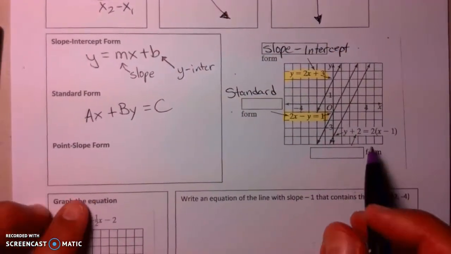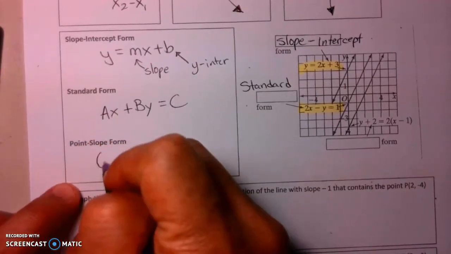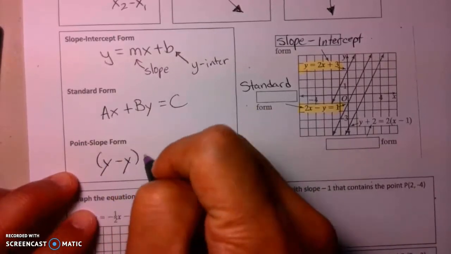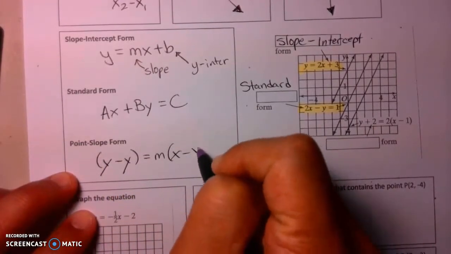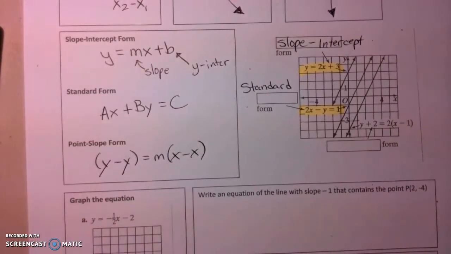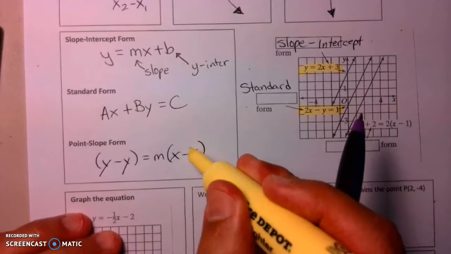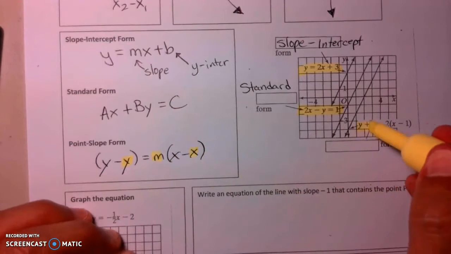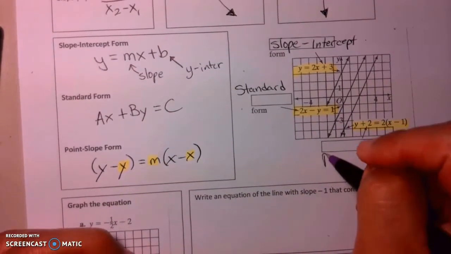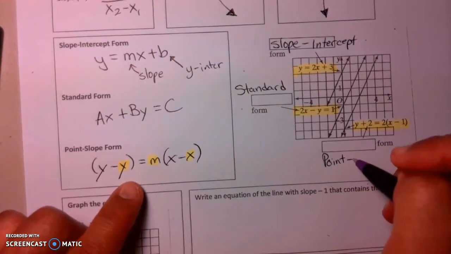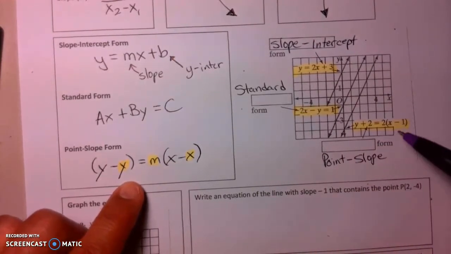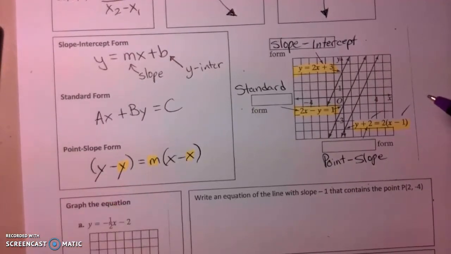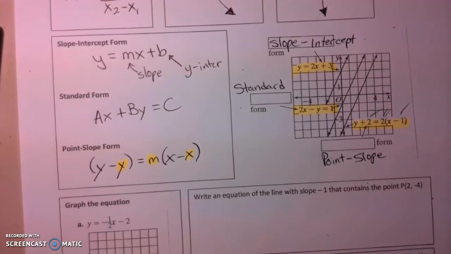And then the final one is called point-slope form. This is going to be y minus y1 is equal to m times x minus x1, where the x1 and y1 represent a point on the line, and the m represents the slope. We're not going to see this very often, but it's called point-slope form because there will be one point on the line, and the slope. So in this case, this would be one of the points, and then this would be the slope right here. Okay.